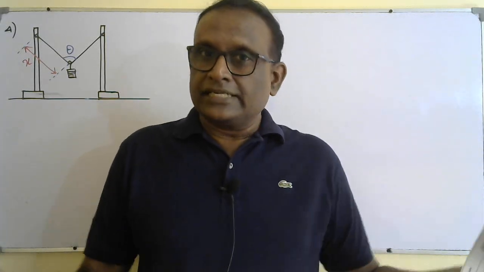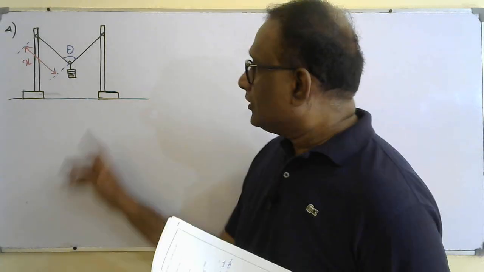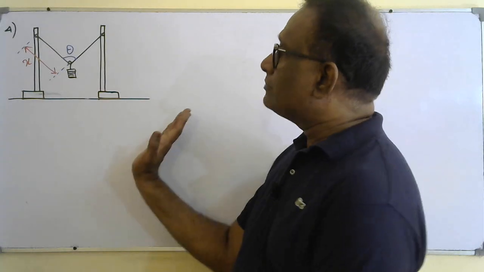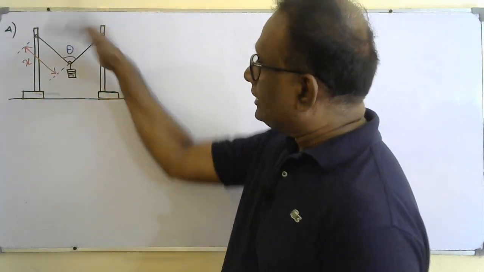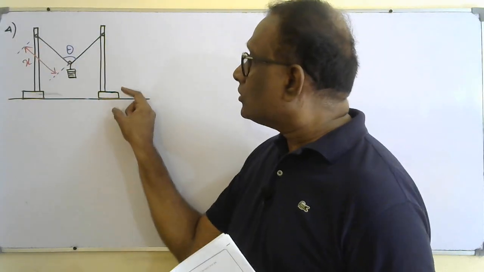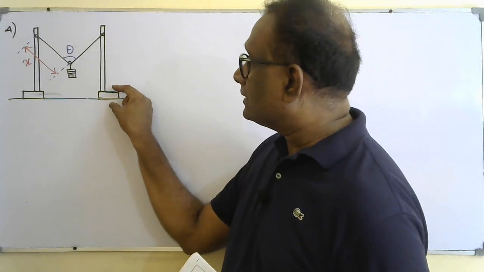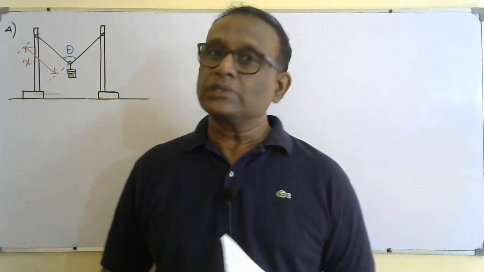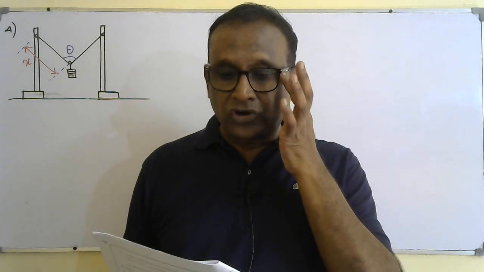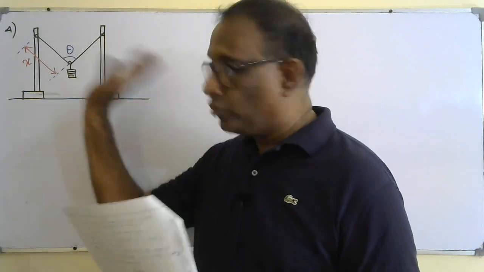Third point, but not necessary, two is enough: the two retort stands might topple, because when you pull it, they might topple this way and this way. So to avoid toppling, clamp them to the table by using a G-clamp, right? Those are the answers for the A part, question number 4, right?